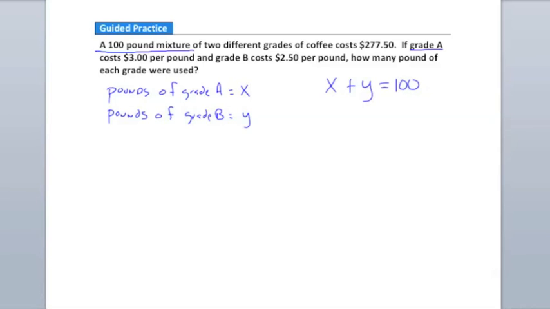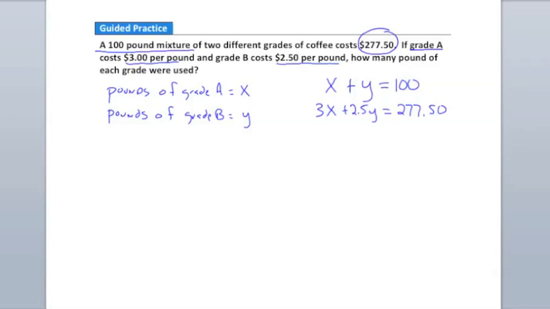Okay, our next equation comes from this total price of $277.50. How do we come up with that total? Well, it's $3 per pound for the grade A coffee. So I would say $3 per pound of the grade A coffee plus $2.50 per pound of the grade B. And I'll call that 2.5 of the grade B. There are my two equations.